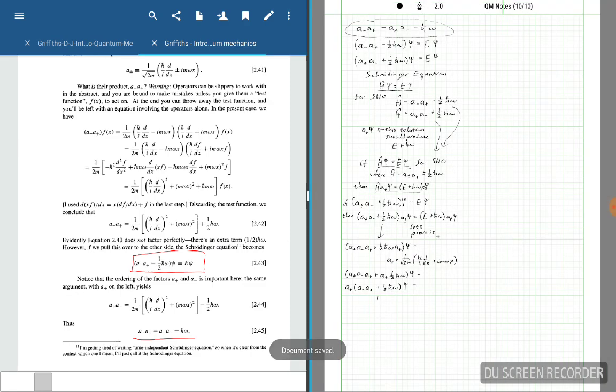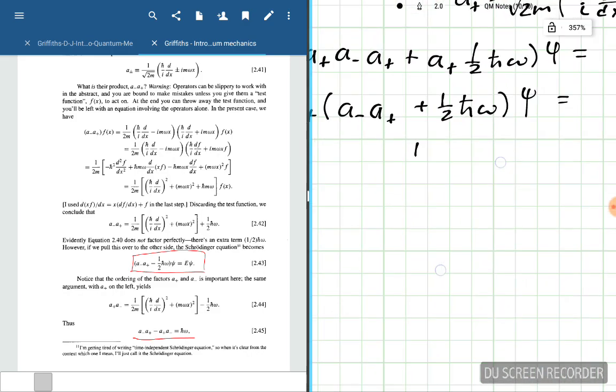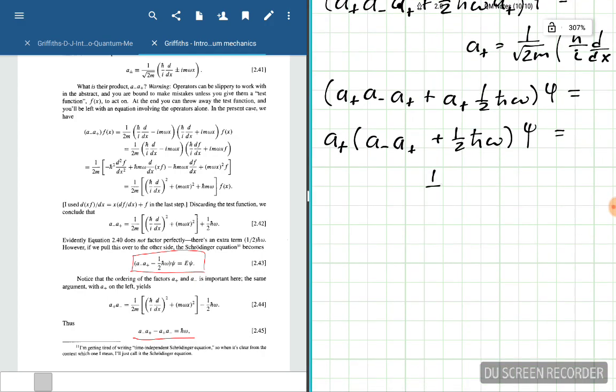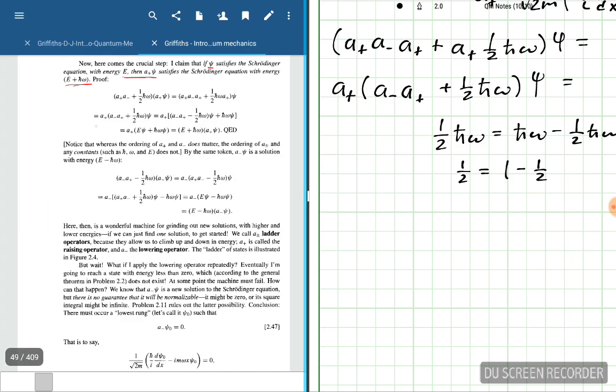Now fortunately, what I can do here is do like the world's most simple arithmetic, which is 1/2 h bar is the same as h bar minus 1/2 h bar. So if I have 1/2, that's the same as saying I have 1 minus 1/2. That's like our really, really stupid simple step that we are going to take advantage of here.